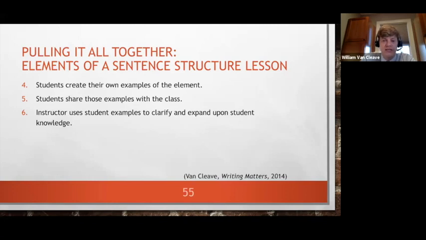Remember what I talked to you guys about. I want to hear oral language. I want to hear them practicing it. I want them to listen and comprehend other kids. And I'm also getting progress monitoring data when that happens. And number 6, the instructor uses those examples to clarify and to expand upon student knowledge. So we're using the student examples.